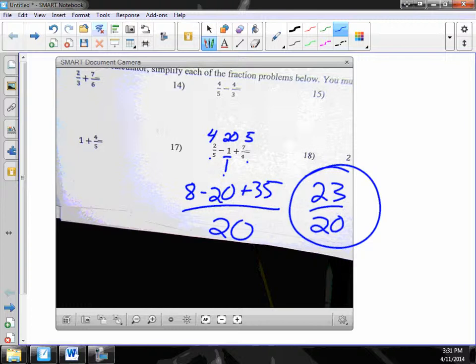Should be everything you need to know to finish this whole worksheet. Hand it in when you're done.